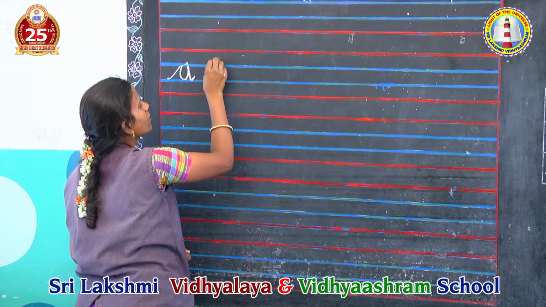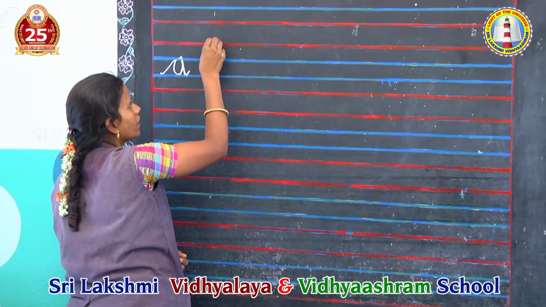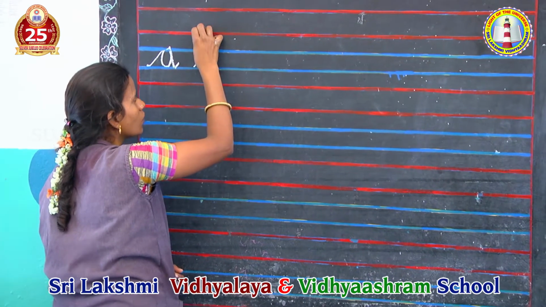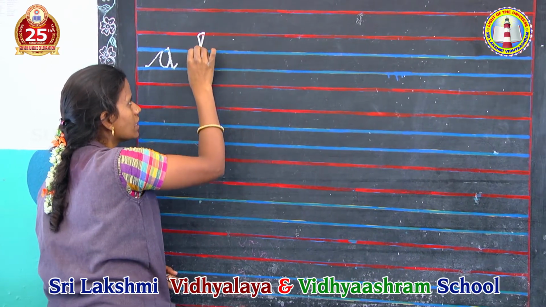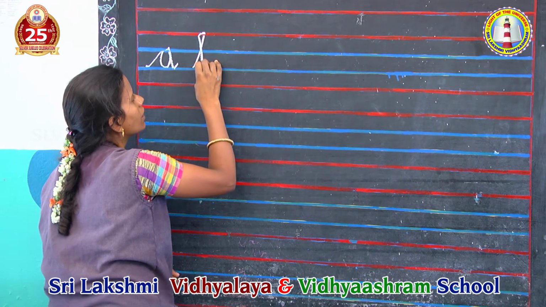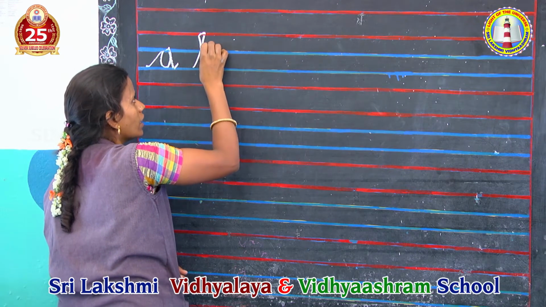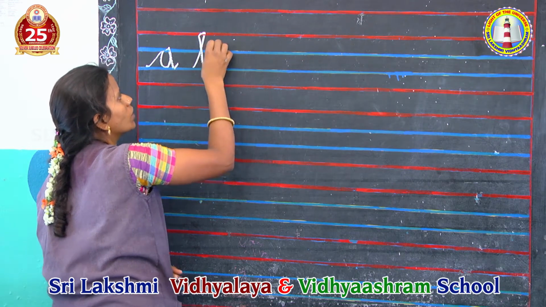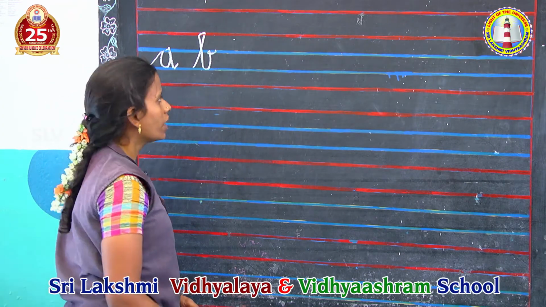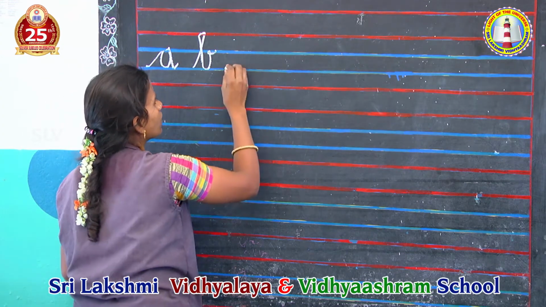Stroke line and then top of the small curve and then standing line and then curve and then small curve. It's called B. Next, we write the letter C.